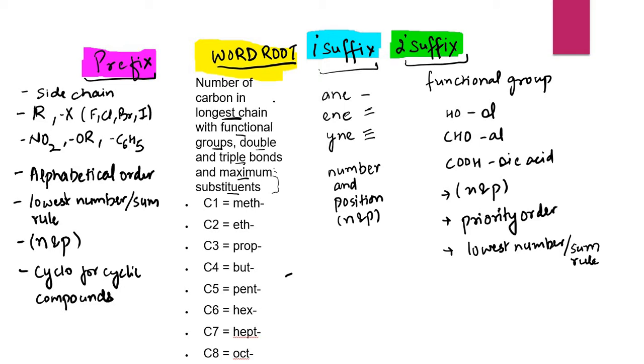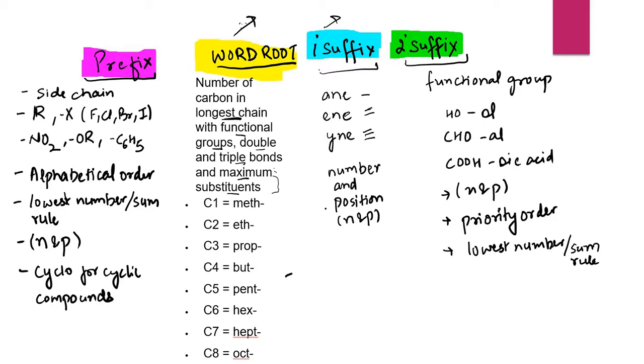Now when we name it, we just count the number of carbons. So if it's 1 carbon, we call it meth, 2 eth, 3 prop, 4 but, 5 pent, 6 hex. This way we go on. Once we are done with the word root, then we look out for the primary suffix. For the primary suffix, we just look whether all are single bonds. If all are single bonds, we write "ane". If we have a double bond, we write "ene". If we have a triple bond, we write "yne".